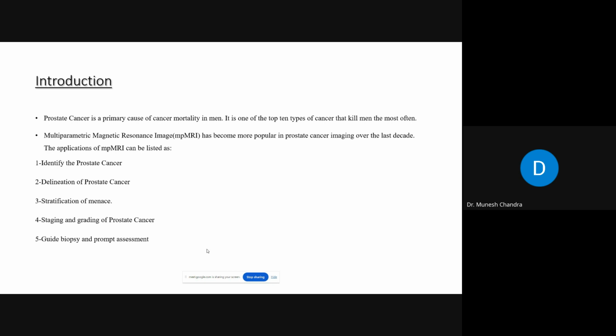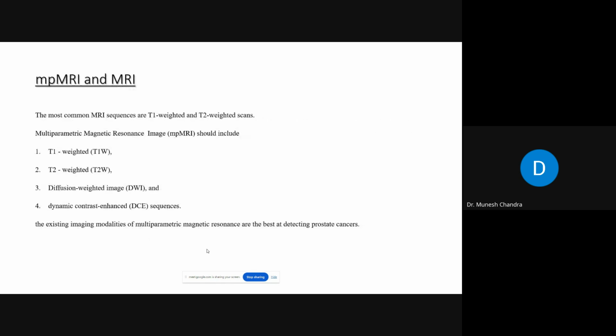So we are discussing the use of MPMRI images in prostate cancer. Some applications of MPMRI images: it helps in the identification of prostate cancer, it also helps in delimitation of prostate cancer, we can decide the menace of the prostate cancer, and even grade it. After grading, we can guide whether a biopsy or prompt assessment is required. That is possible with these MPMRI images.